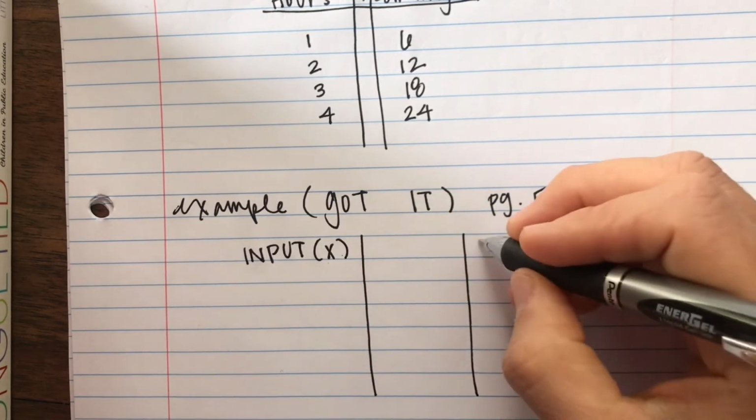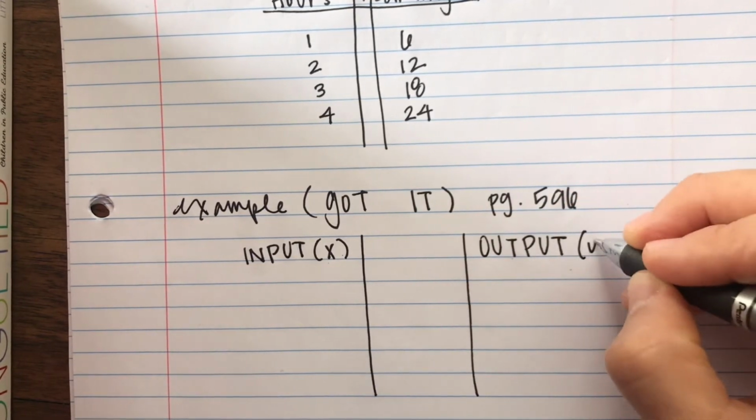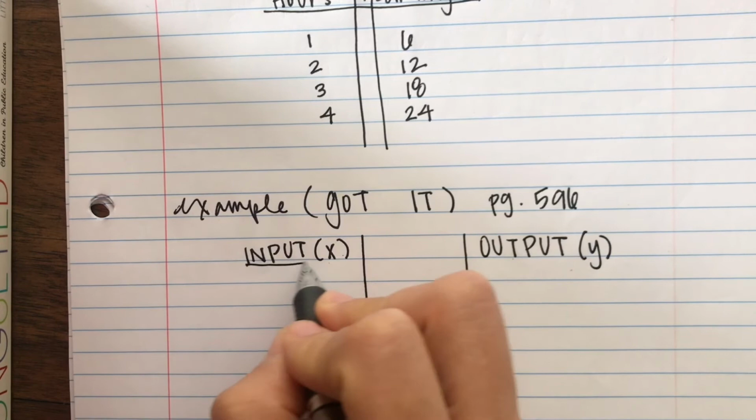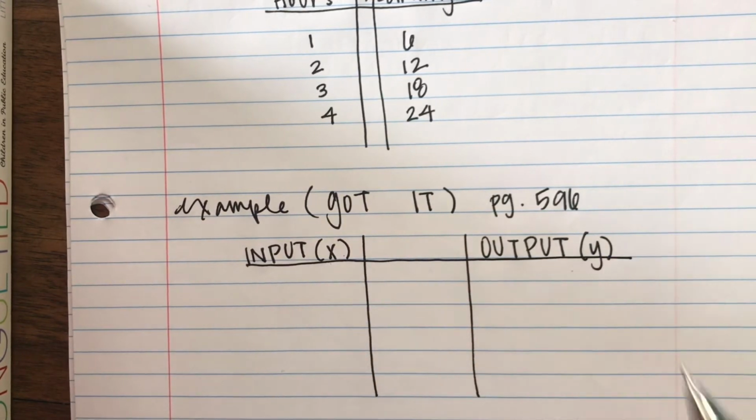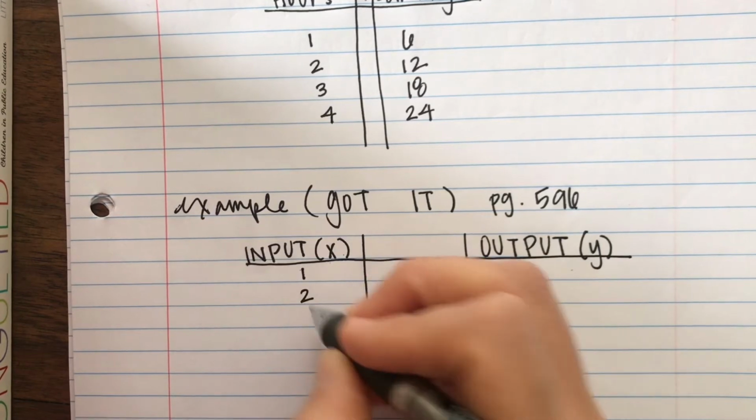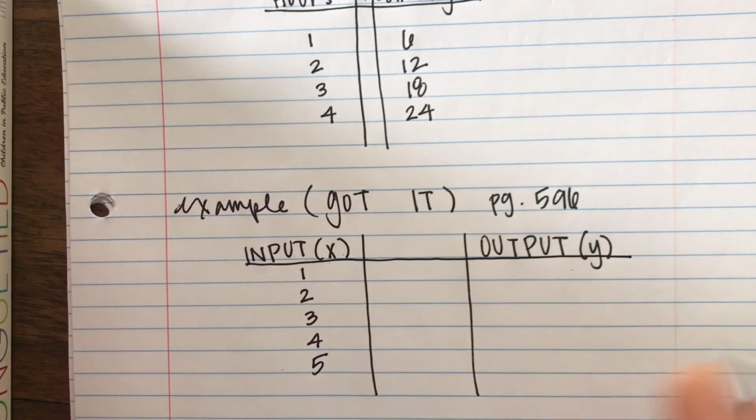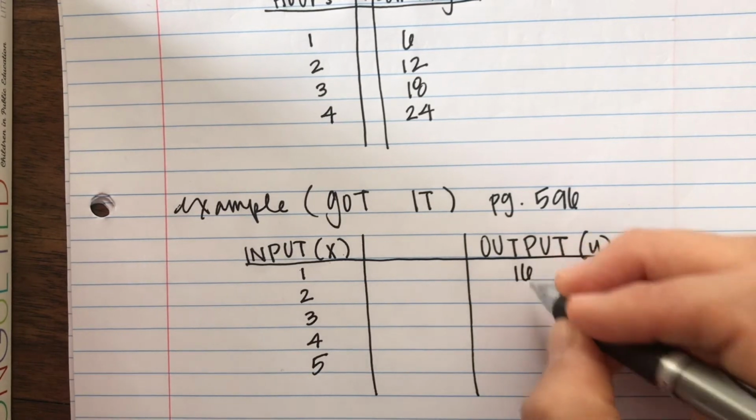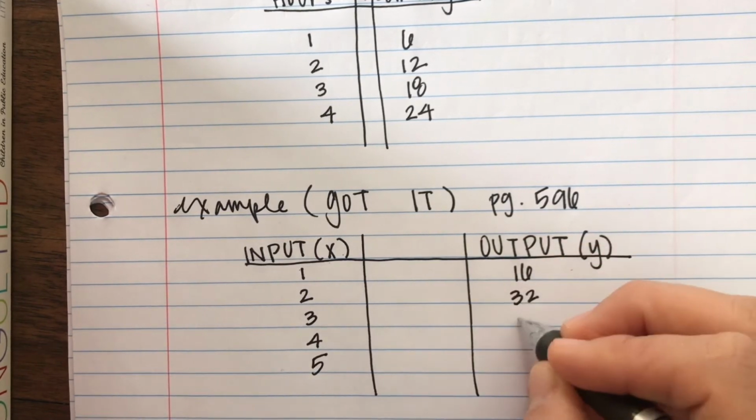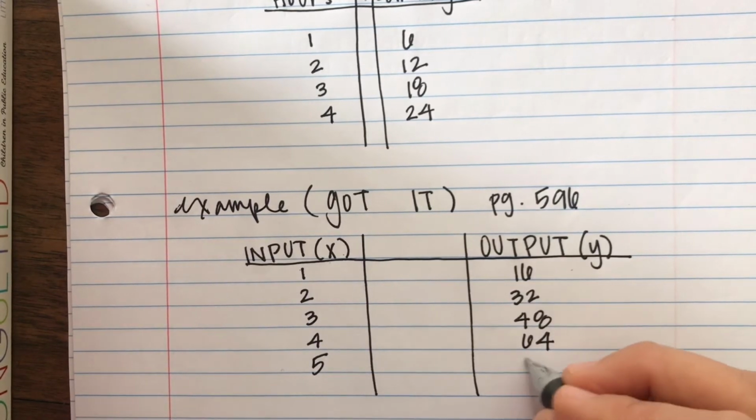That's not how it is in the book, guys, but I'm going to put it here just to keep with the same structure we worked with yesterday. So I have my input, I have my output, and the data I have is the input is 1, 2, 3, 4, and 5. The output here is 16, 32, 48, 64, and 80.